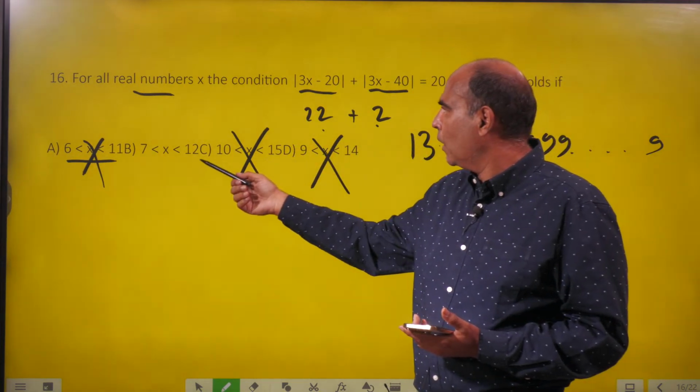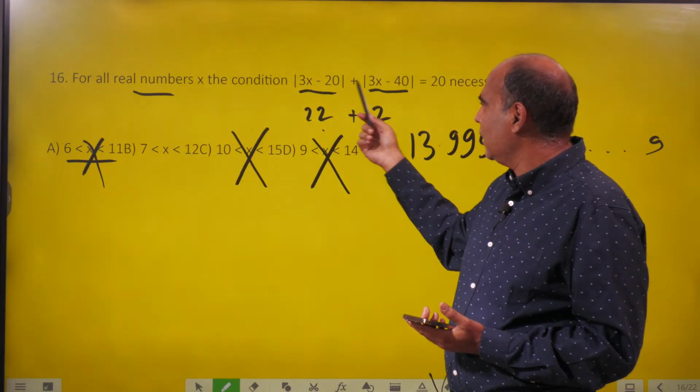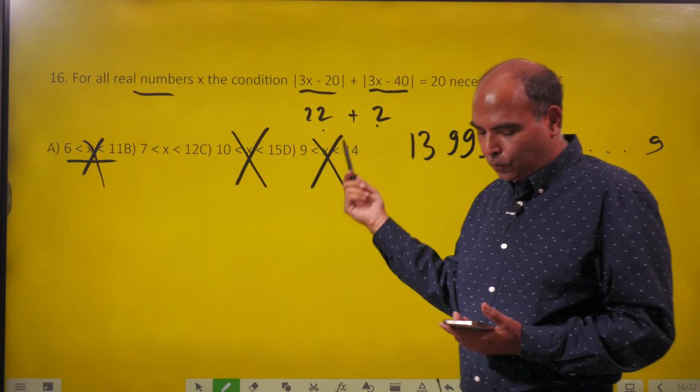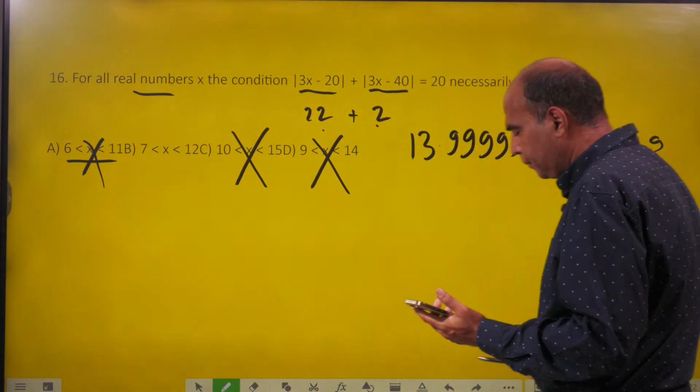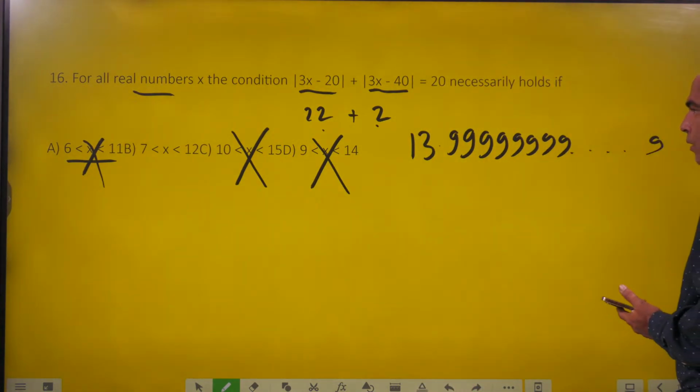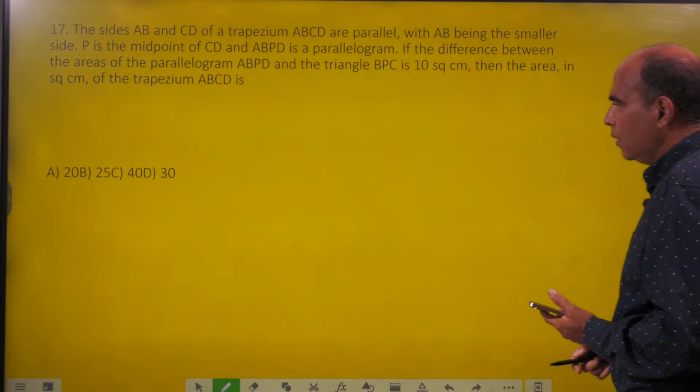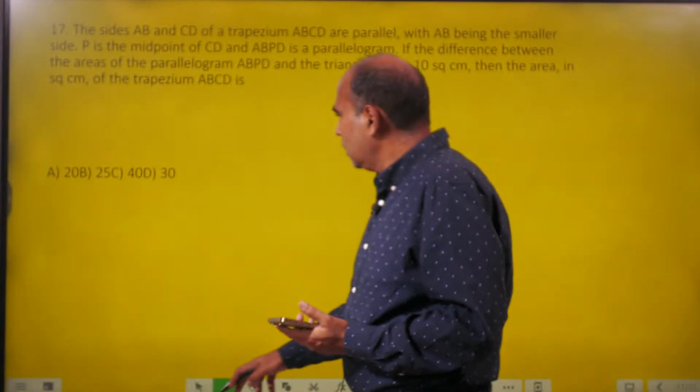You can say check at 12. At 12 this is 16 and this is 4. So 16 plus 4 is 20. So you get the answer in this question. Either way, so option B is the right answer. Next question.